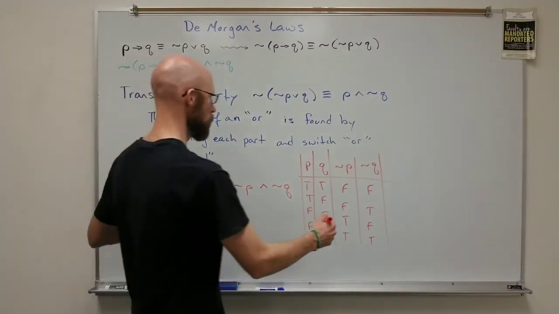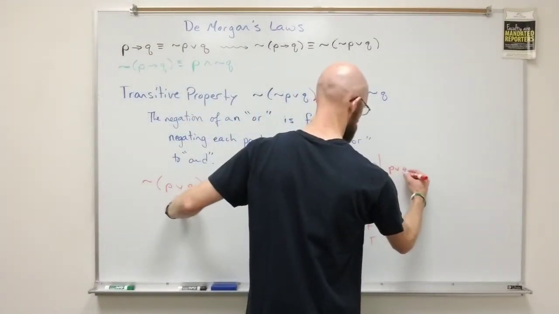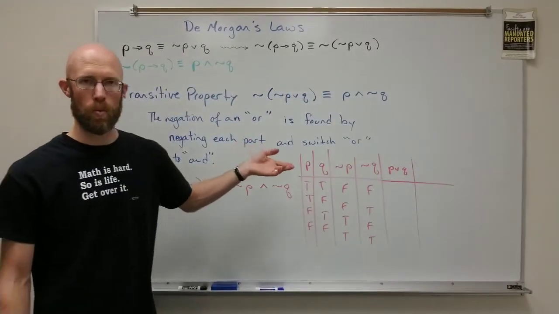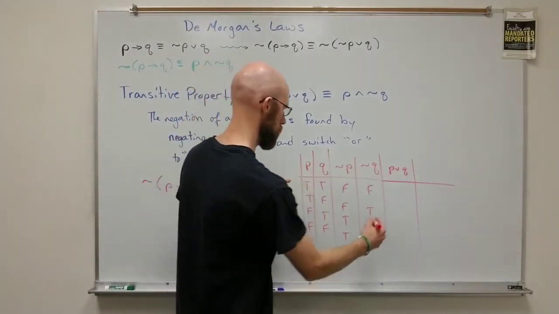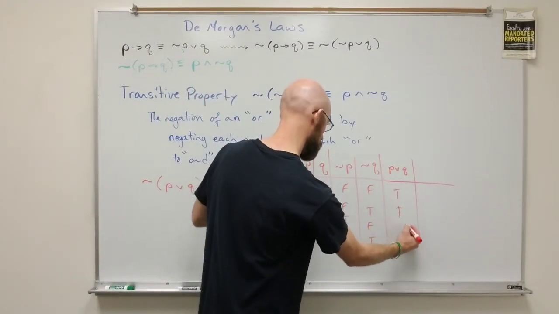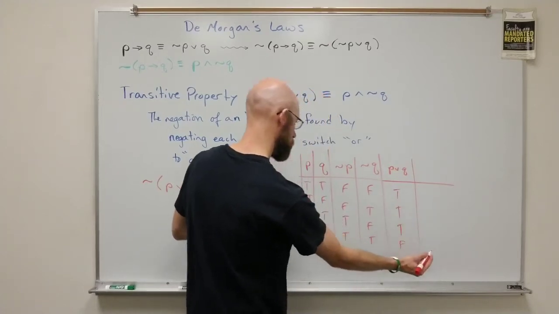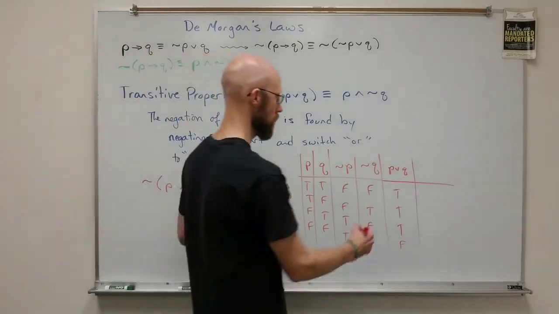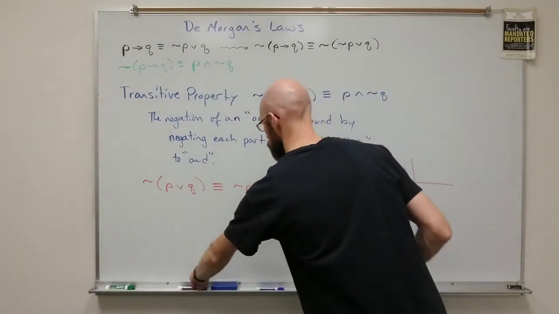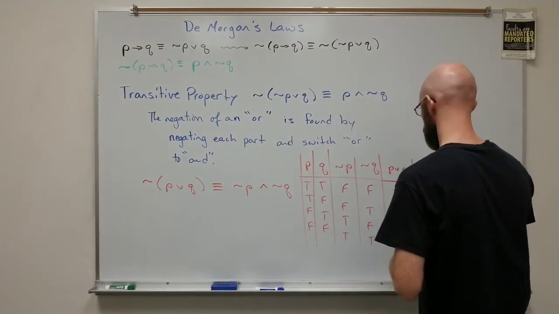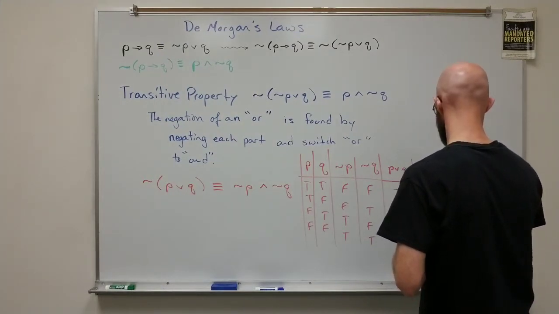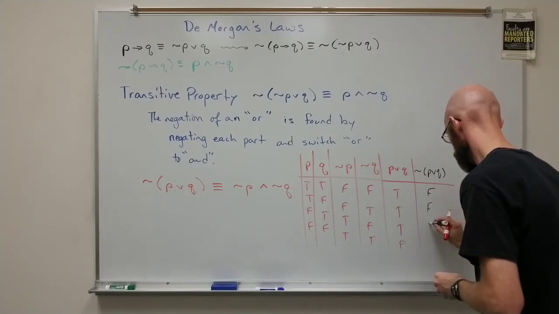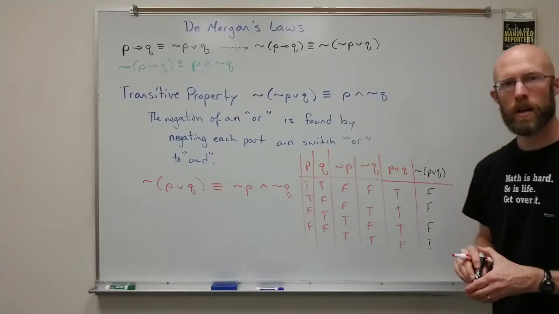Then if I wanted, let's go P or Q. Well, all I need is one of them to be true, right? P or Q. So that's true, true, true, false, right? And the negation of that, which I'll put in another color just so you can see, not (P or Q), is going to be false, false, false, true. All right.